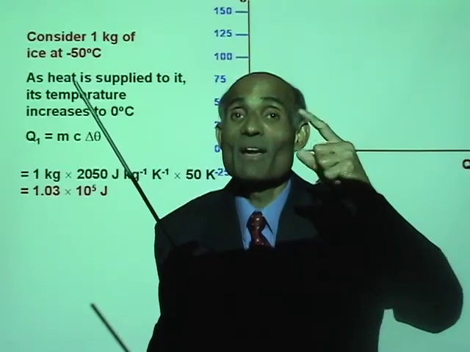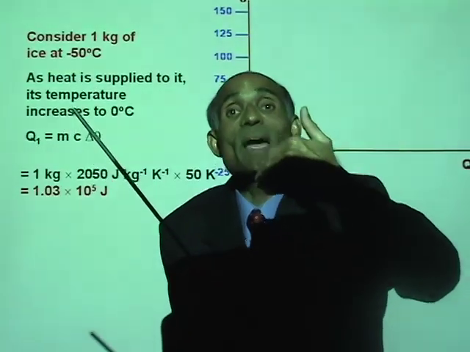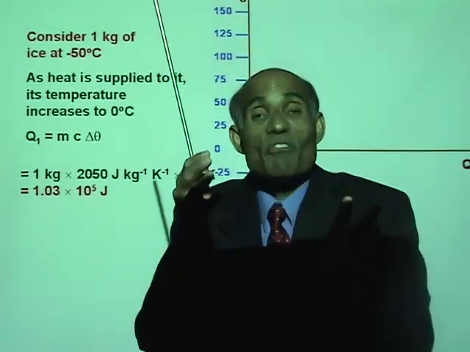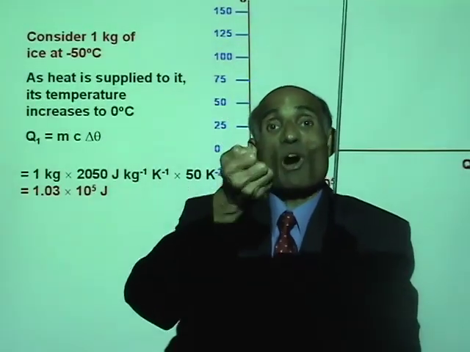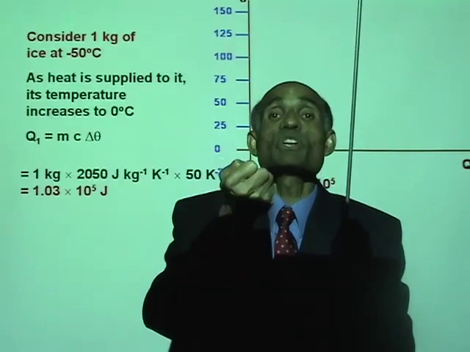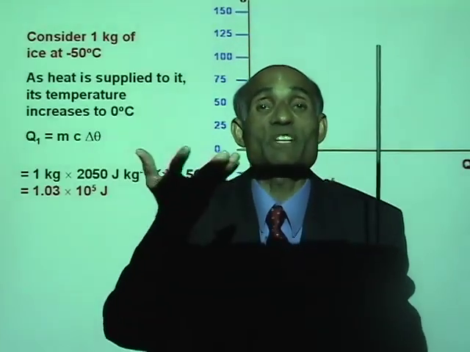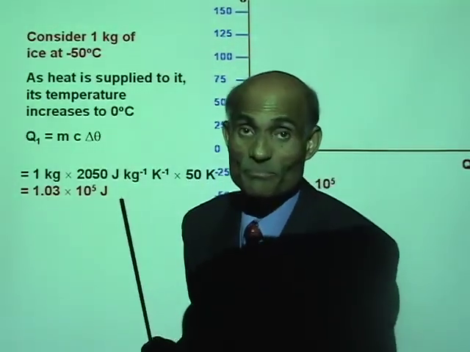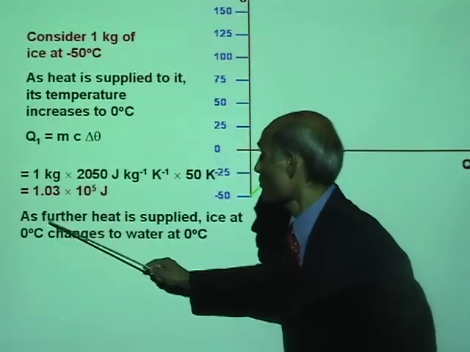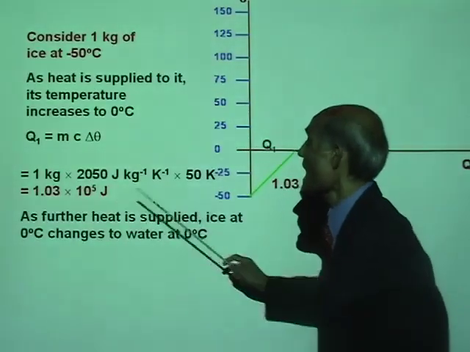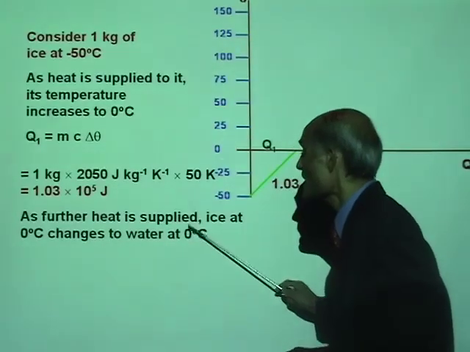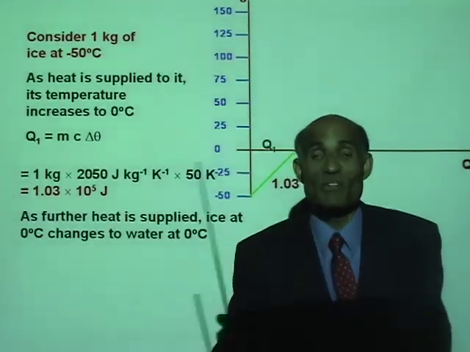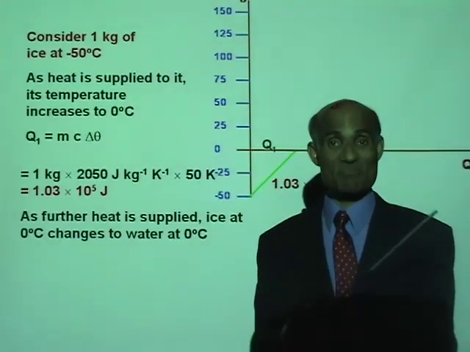But what is going to happen? Ice is now going to melt to become water. A phase change is going to happen. Now, heat is absorbed, but that absorbed heat will not cause a change in temperature. Alright. As further heat is supplied, ice at 0 degrees changes to water at 0 degrees. There is no change in temperature.